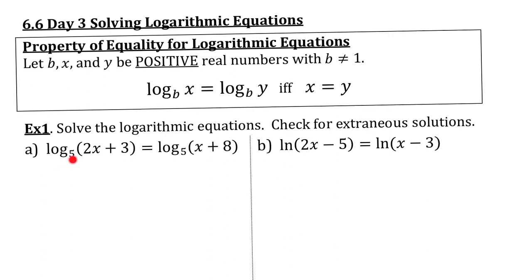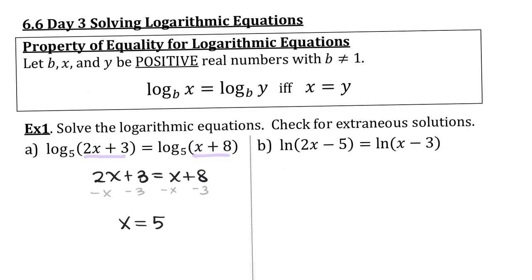Okay, so let's look at example 1. I have the log base 5 of 2x plus 3 is equal to the log base 5 of x plus 8. They are both log base 5s, and they're equivalent to each other, so it must be that this argument is equal to this argument. So I'm going to set them equal to each other and solve for x. Your algebra steps could be what they are. I'm going to minus the x over, and I'll minus the 3 over also. Okay, so I get x equals 5.